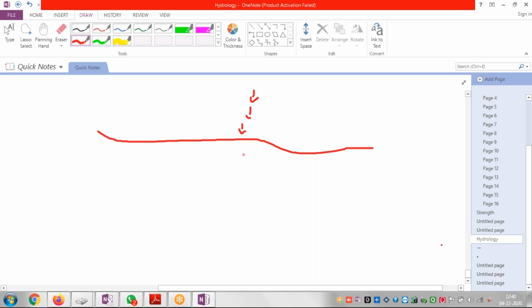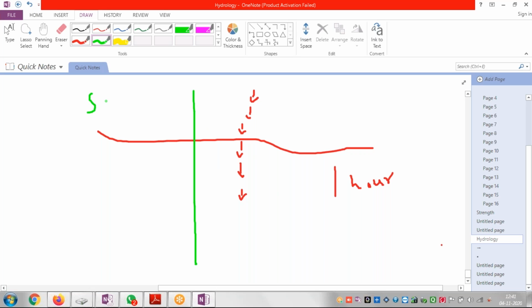Suppose this is my soil and rainfall is occurring. So in 1 second, or in 1 hour, how much quantity of water enters the soil? The maximum that can be accepted in a particular hour or a particular second will be called the maximum capacity.